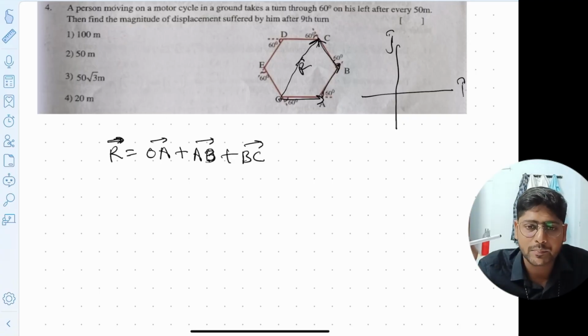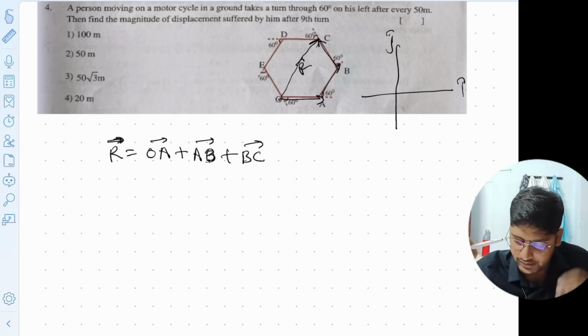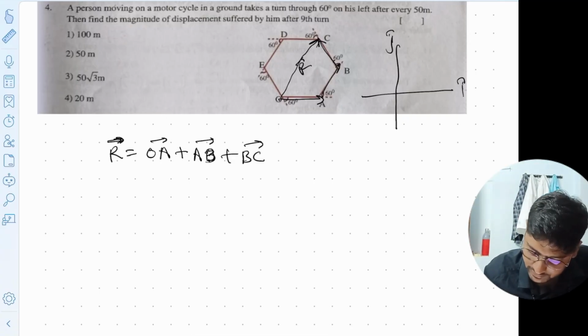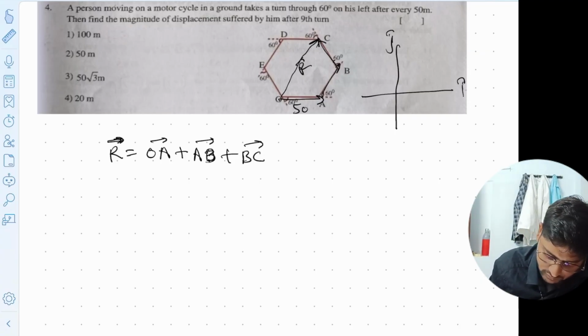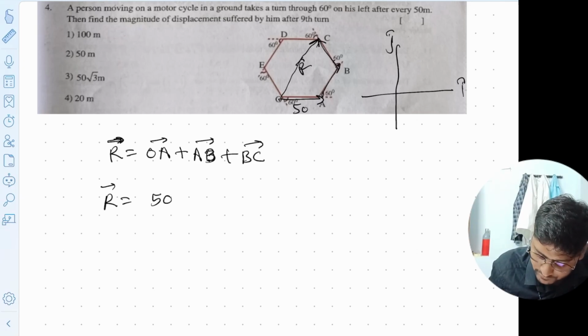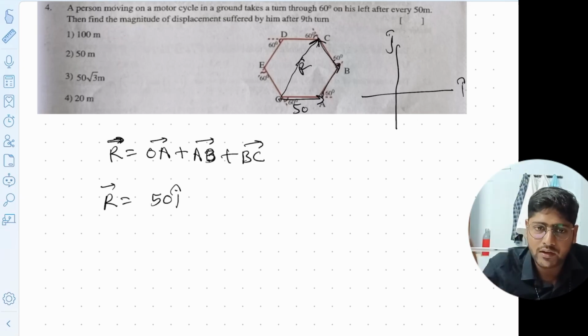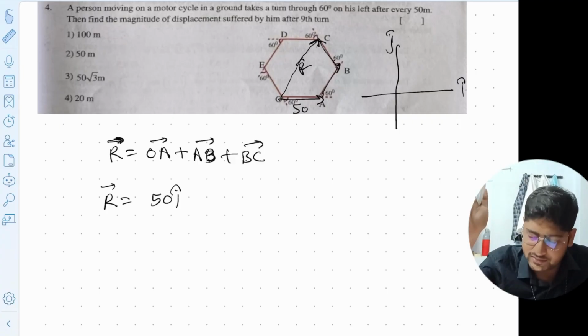The OA vector is parallel to the I cap. And what is the magnitude? 50 meters. Every time the magnitude is 50 meters. So we can write OA equals 50 I cap.